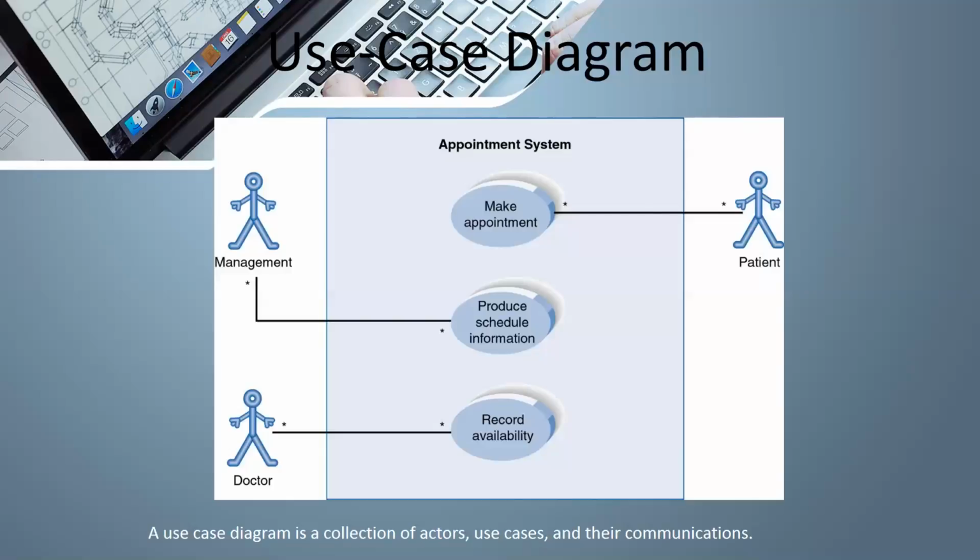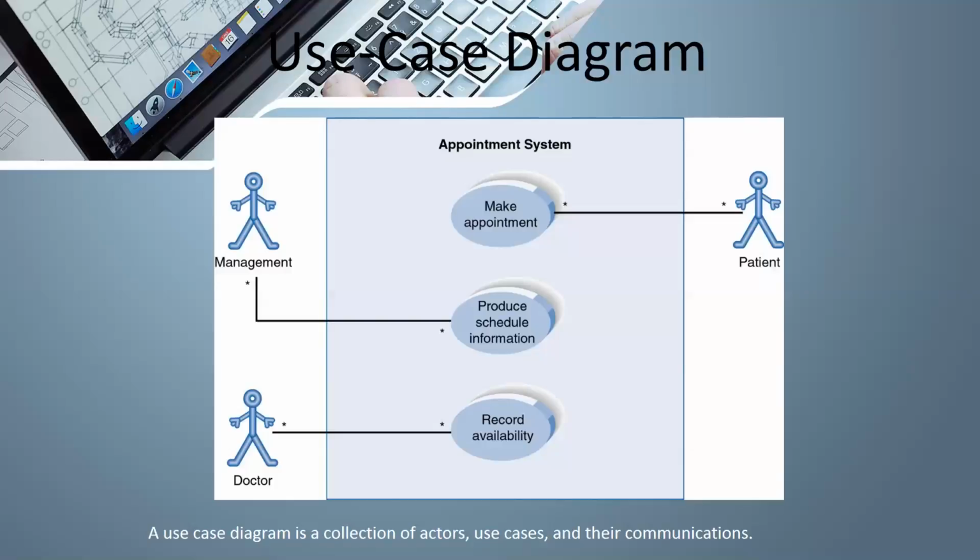Then you have produce schedule information. Produce schedule information is a use case, and that is driven by management. If management wants to see which doctors are busy and how many patients are coming, they can do a direct print, and that print will show all the doctors and all the patients. It depends upon what kind of report you want, whether you want empty slot information or booked slot information. Or you can get a calendar and it'll show everything, the free time and the booked time. So these are three use cases which can be grouped as the appointment system.